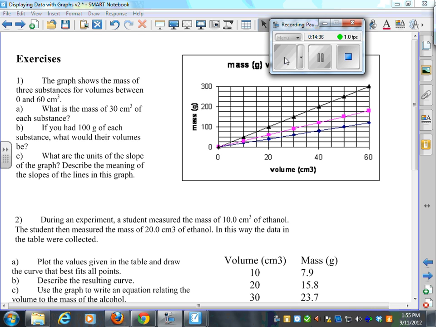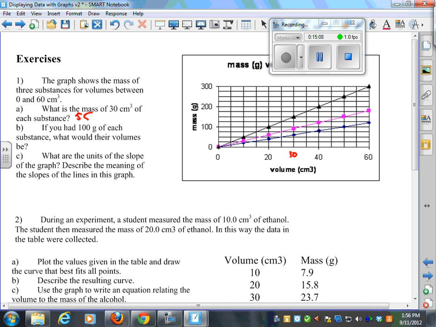Let's have a look at number 1, because it does cause some discomfort for some people. The graph shows the mass of 3 substances for volumes between 0 and 60. What is the mass of 30 cubic centimeters of each substance? So what that means is go over to 30, and go up, right? So you should have got something like about 55 or so? We got 60. Okay, anywhere close there. 55 is good, 55, 60.